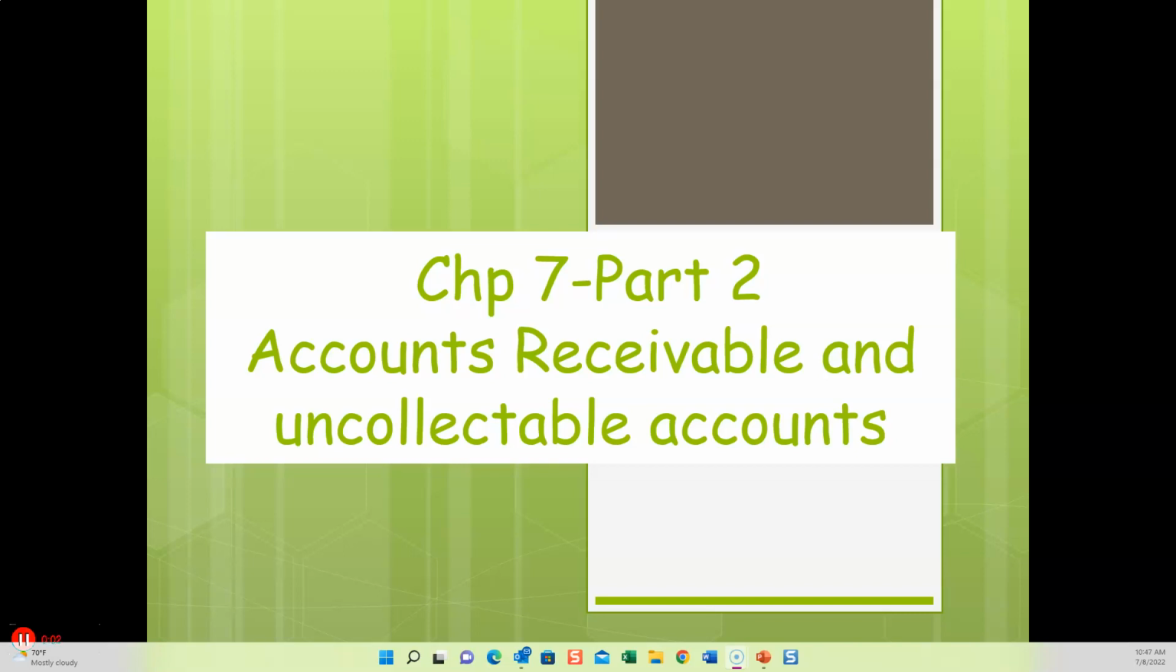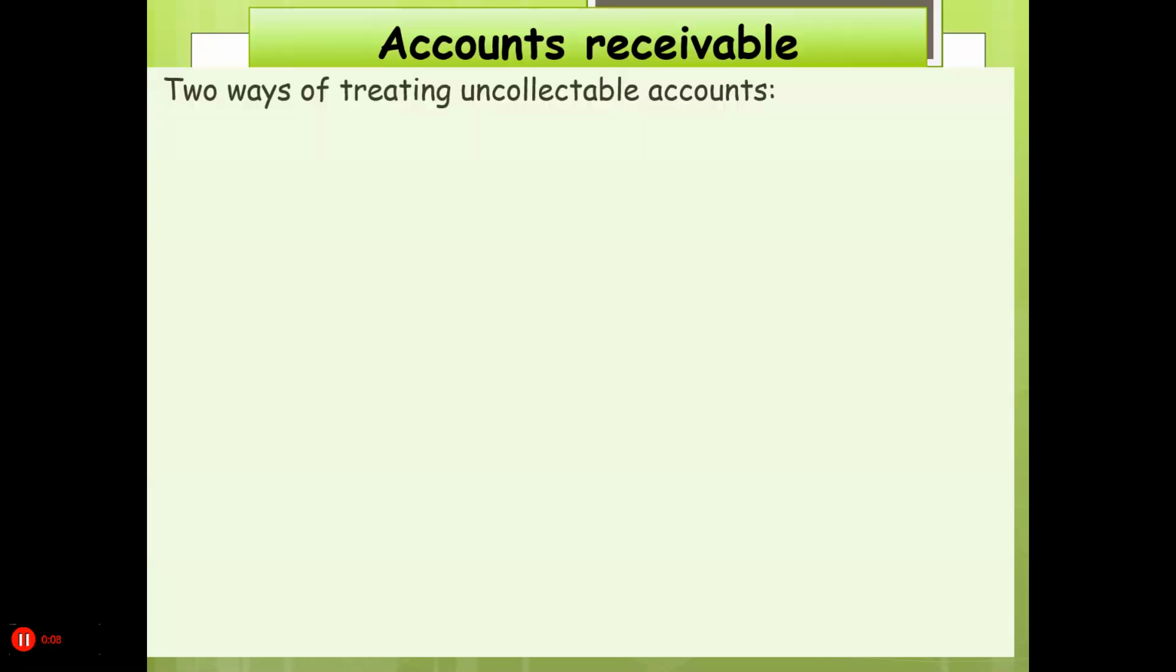Chapter 7, Part 2, Accounts Receivable and Uncollectable Accounts. Now, there are two ways of handling this. Usually, you're going to have accounts that you can't collect, and GAAP really likes you to estimate them because they think it gives you a more realistic appearance of what you're going to collect on your accounts receivable.